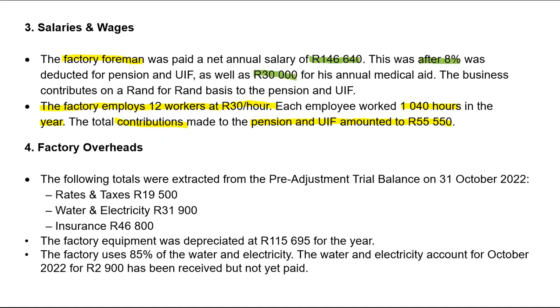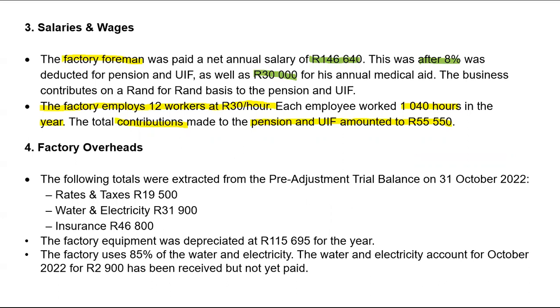Okay, the basic salary, the gross salary. It's hard to work with percentages, so I'm going to add the numbers first. I'm going to take that 146,640 and add it with the 30,000. It'll give me my net salary before... actually, it's after UIF and pension. Okay, it's after UIF and pension.